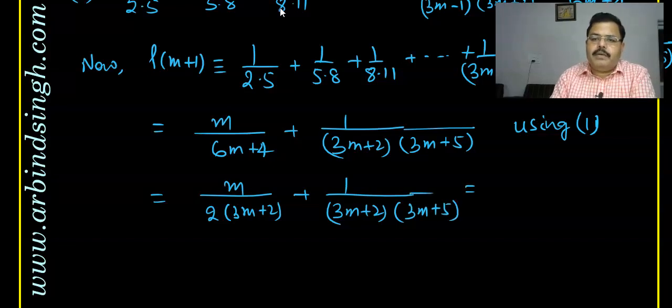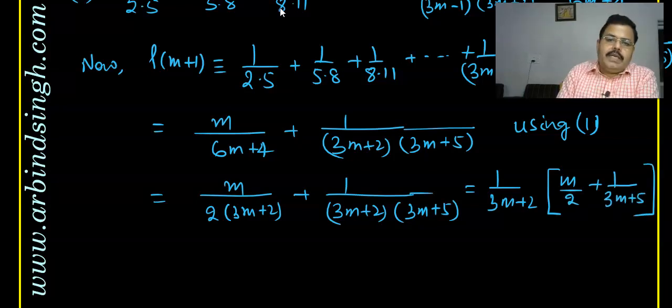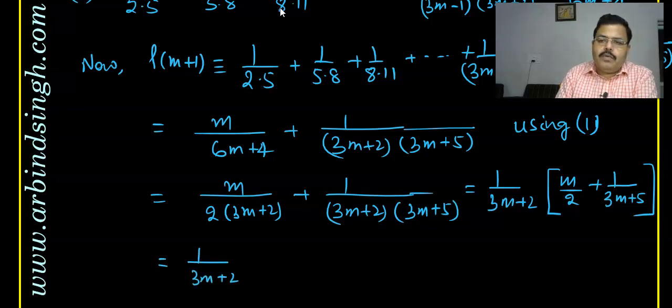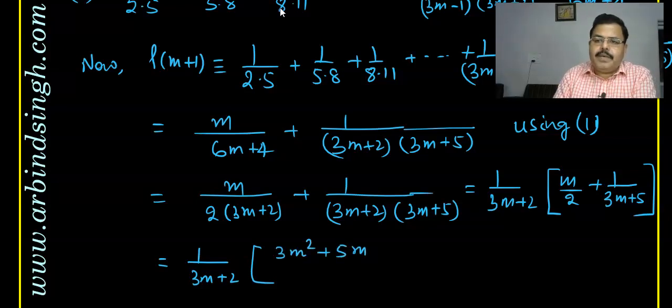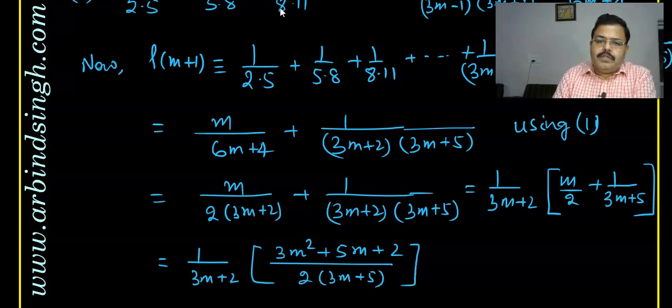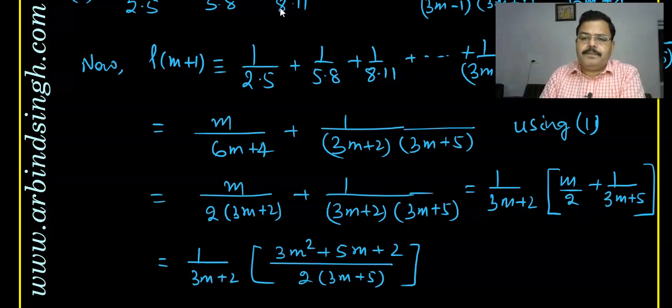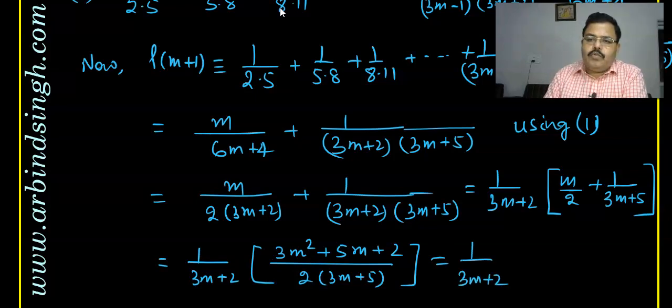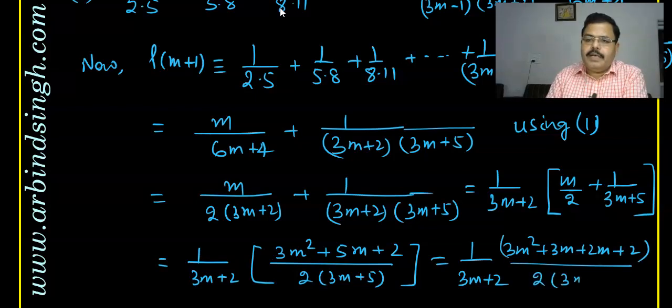If I take common 1 upon 3m plus 2, then what is left here is m by 2, and what is left there is 1 upon 3m plus 5. If I take the LCM, this will be (3m square plus 5m plus 2) whole divided by 2 times (3m plus 5), with 1 upon 3m plus 2 outside. That can be written as 3m square plus 3m plus 2m plus 2, whole divided by 2 times (3m plus 5).